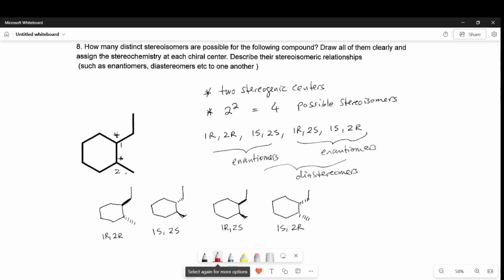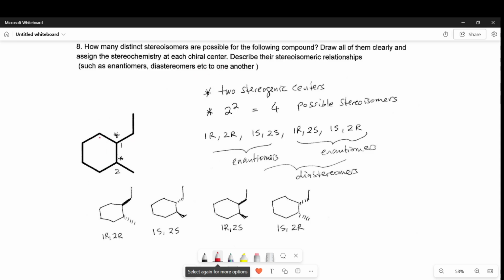1-ethyl 2-methyl cyclohexane compound. So how many distinct stereoisomers are possible for the following compound? Draw all of them clearly and assign the stereochemistry at each chiral center. Describe their stereoisomeric relationship, such as enantiomers, diastereomers, etc.